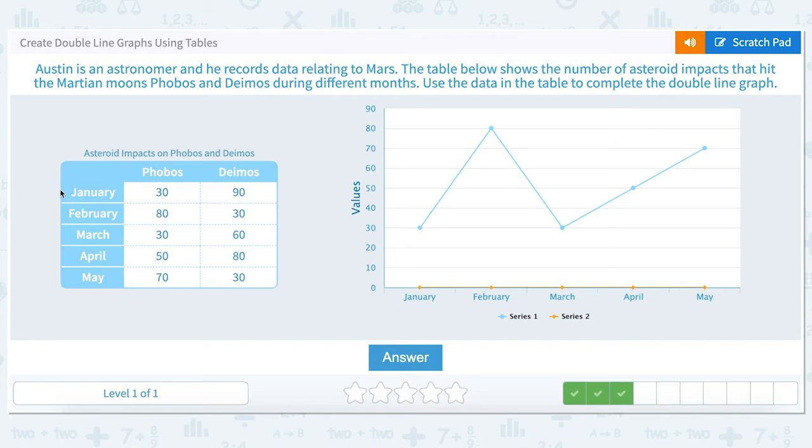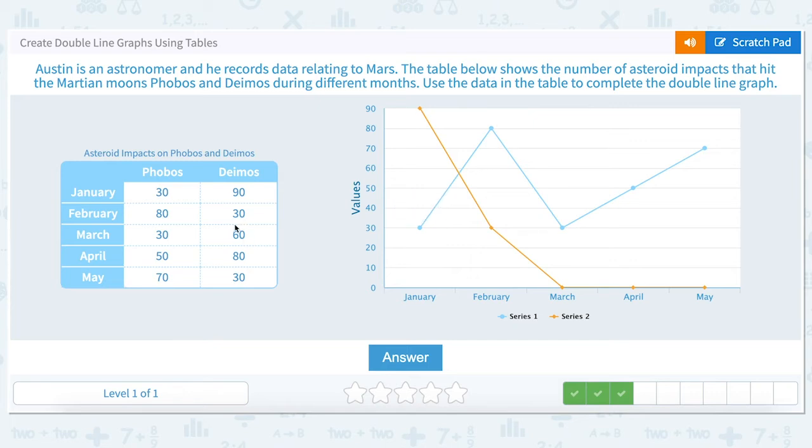We're going to start with January. The number of asteroid impacts on Deimos in January is 90. We'll go to January, travel up until we reach 90 on the y-axis, and plot a point. For February, there were 30 asteroid impacts on Deimos. Let's go to February, travel up the y-axis until we reach 30, and plot a point.